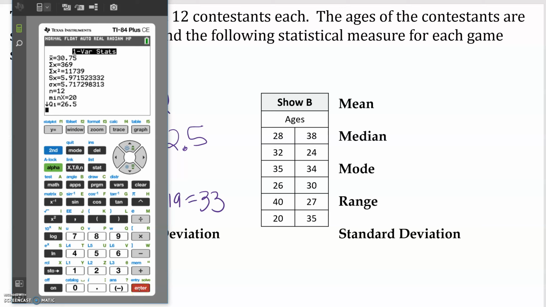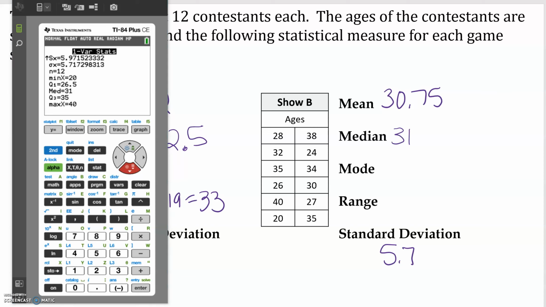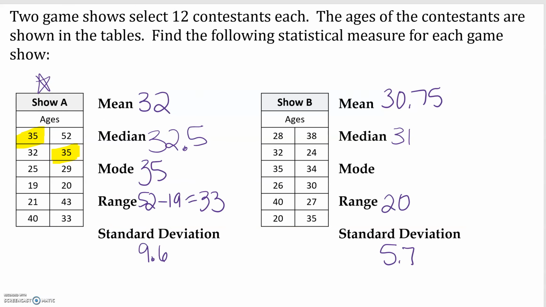So that first one is my mean. The next one that I see in my list is my sigma x, that's my standard deviation, 5.7. Then I'm going to scroll down, I'm going to find my median, which looks like it's 30. So median is 31. Then I have my range, remember, comes from my max minus my min. So 40 minus 20 gets me that my range is 20. And my mode, again, my mode looks like it is 35.